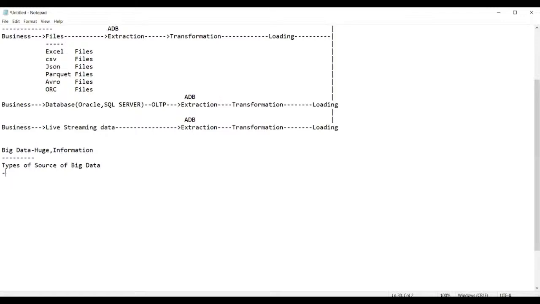Now, guys, types of sources of big data. The first one from where you can get the big data is called what? Social networking sites. So what are social networking sites, guys?